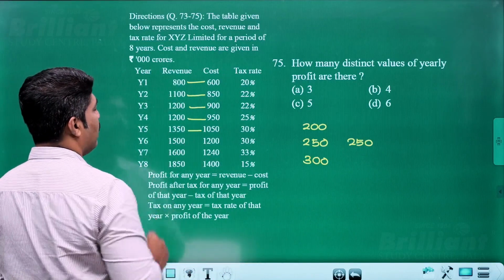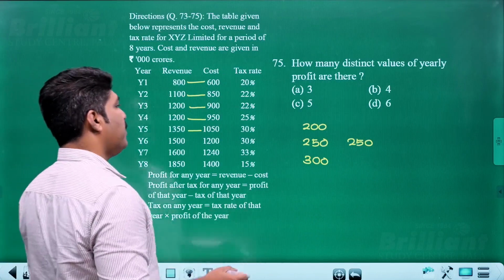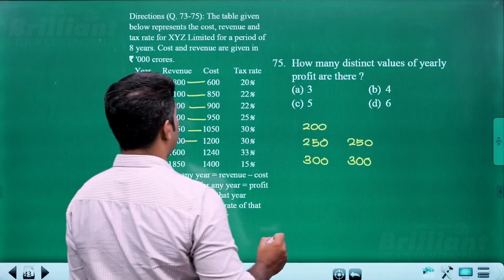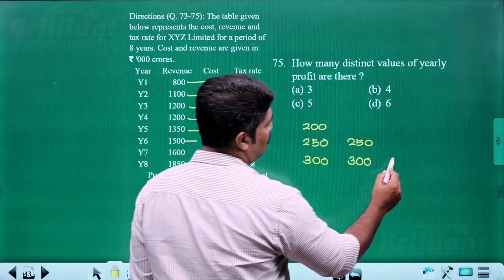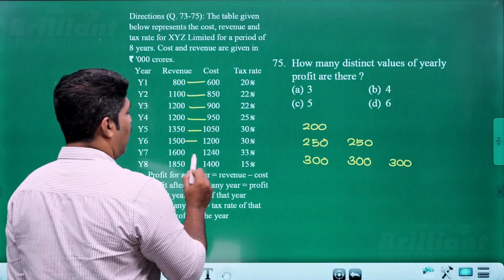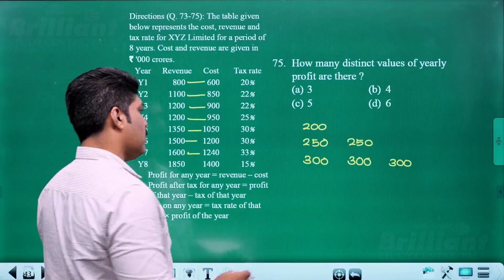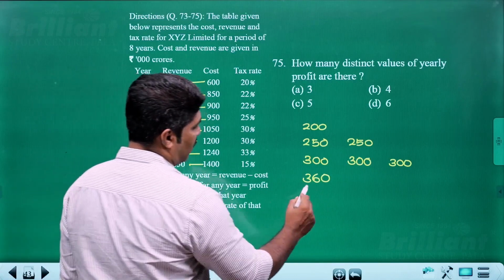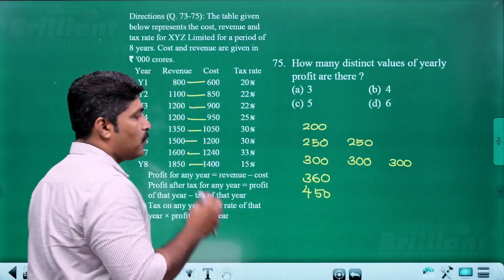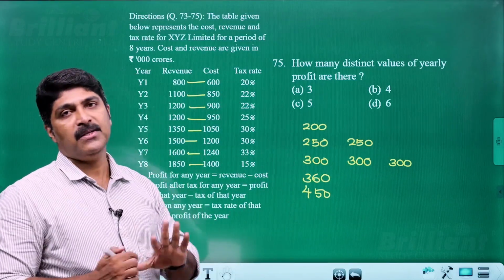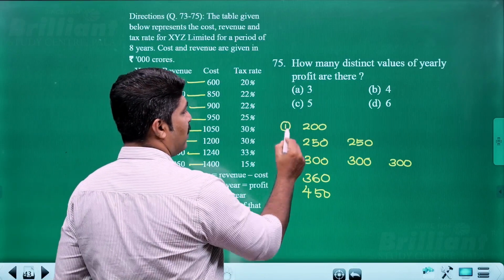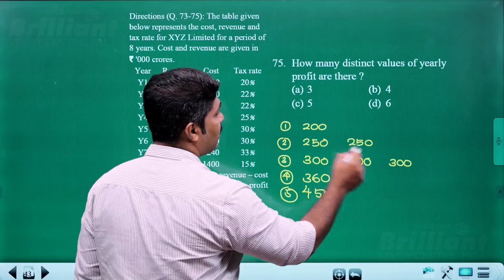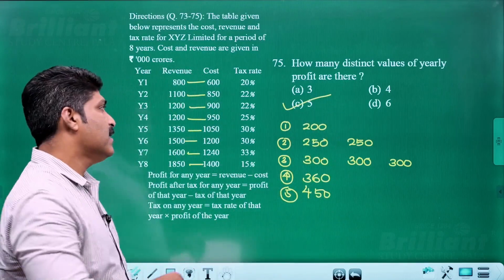And Y5, 1050 minus 750, is equal to 300. There is a repetition. And this is another 300. So 300 is repeated again. And 1240 minus 880, therefore 360, is the difference. And finally, this is 450. So we have 5 distinct values here: 1, 2, 3, 4, 5 distinct values. These all are repeated values. Hence our answer is option C.